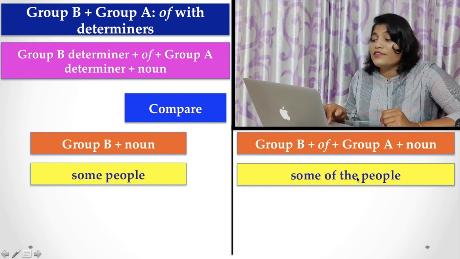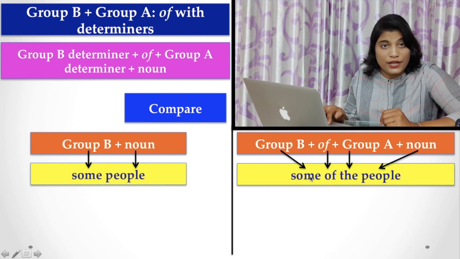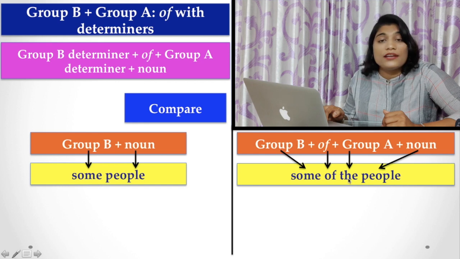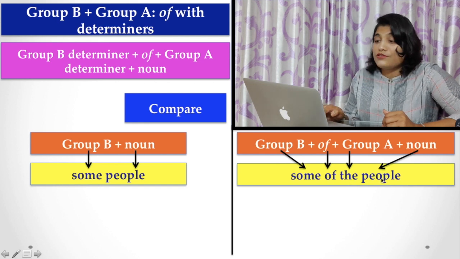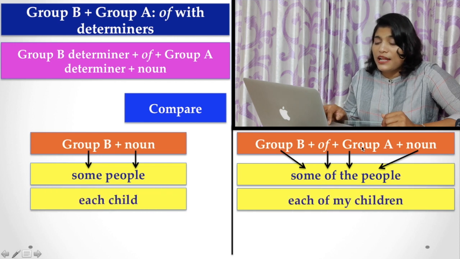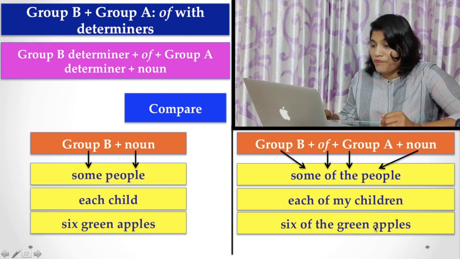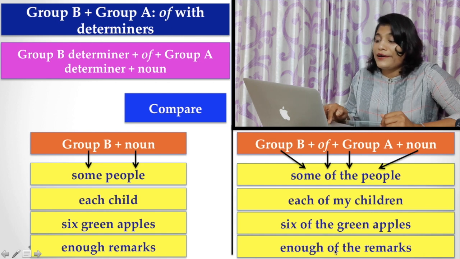Here, "some of the pupils": you find that some is a group B determiner, "of" is a preposition, "the" is a group A determiner, and the noun is pupils. So when you try to put group B and group A determiners together, you have to put an "of" in between them. Similarly, "each of my children", "six green apples", "six of the green apples", etc. "Enough remarks", "enough of the remarks".